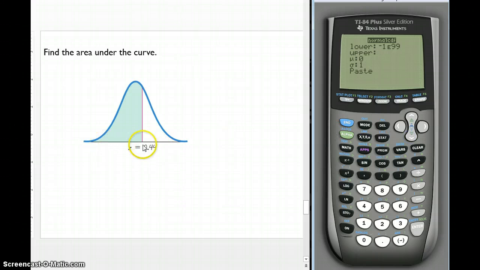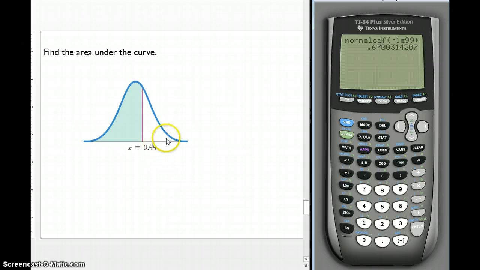The upper bound here is that farthest value on the right, or the largest value, and that corresponds to a z-score of 0.44. So that's what we want there. 0.44, click enter, enter. We want to paste that, enter to evaluate that, and we get our answer of approximately 0.67. So what does that tell us about this problem? Well, that tells us that the area is equal to 0.67.